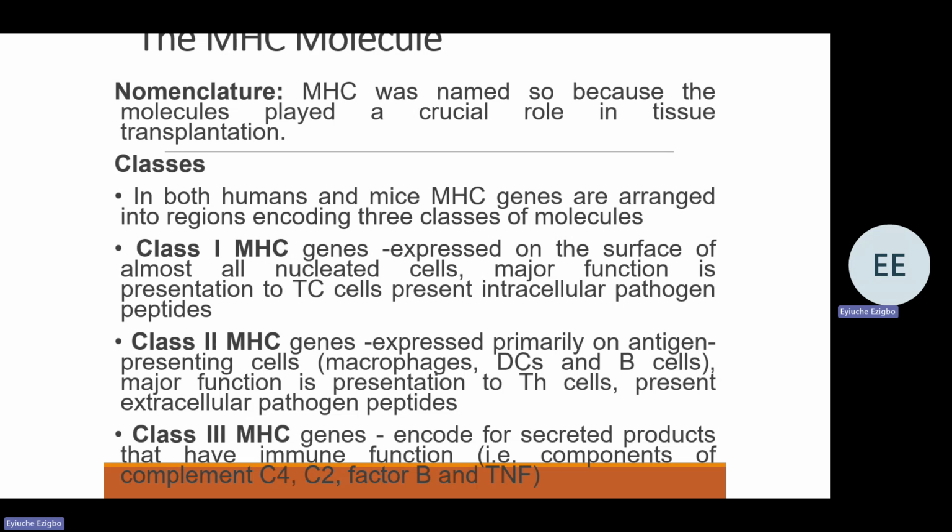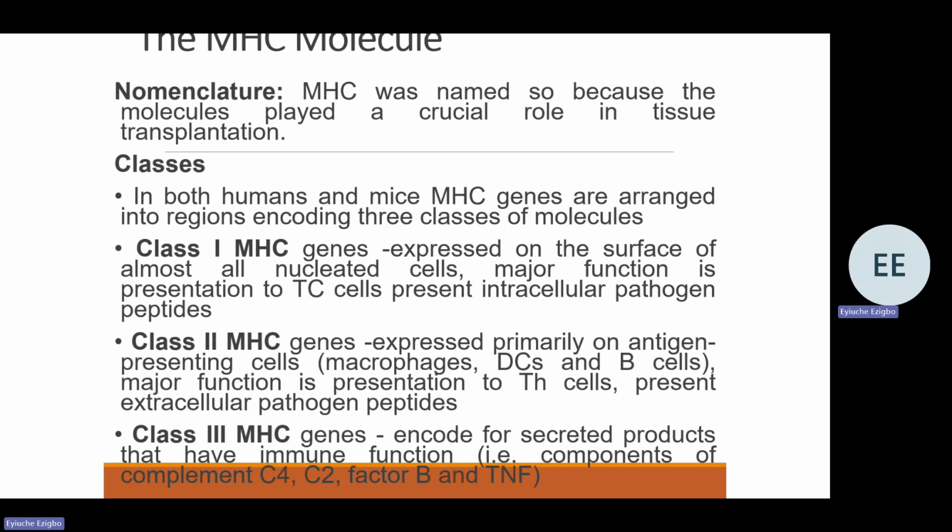They present extracellular pathogens, the peptides of extracellular pathogens, to T helper cells, while the MHC class 1 molecules are presenting intracellular pathogens. The MHC class 2 molecules are presenting extracellular pathogens to T helper cells. So you must be able to distinguish these two facts.